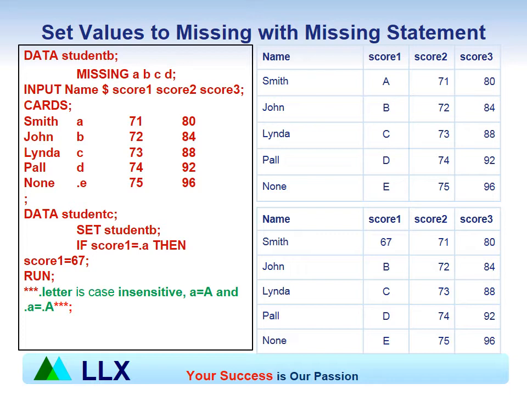Furthermore, you can do the reverse. Convert missing values into non-missing values. Create a new dataset called student C by using the set statement with the dataset student B. Use the if-then statement to find when the variable score1 is the special missing value .a, and then set score1 to be 67. The resulting printout is on the bottom right. Notice how missing values are not case sensitive.